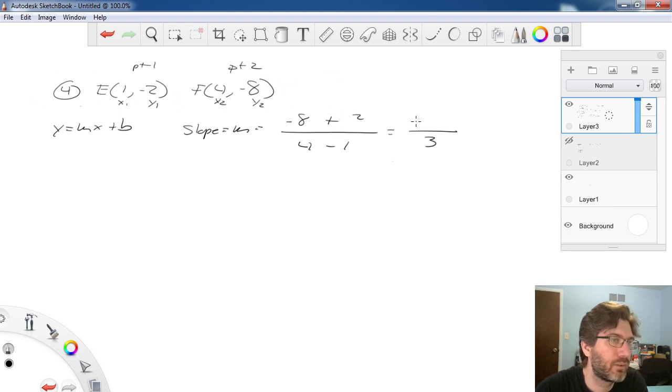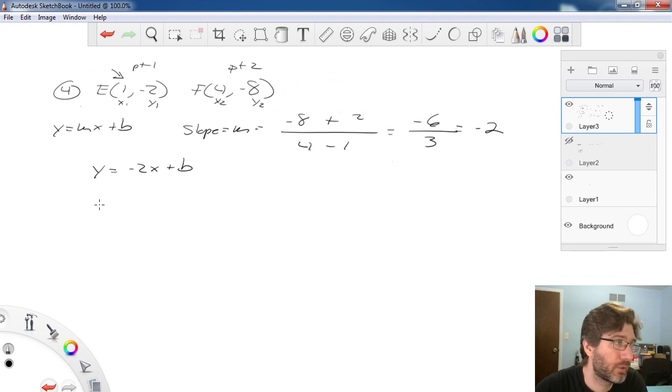Signs are different, subtract, and you get negative 6. So your slope here is negative 6 divided by 3, which is negative 2. So when you come over here, you get y equals negative 2 times x plus b. And then you're going to pick a point. It does not matter what point you pick. Picking this one might be easier because you have to multiply by 1, which is fun. Or picking this one, you'll have to multiply by 4, which, whatever you can do.